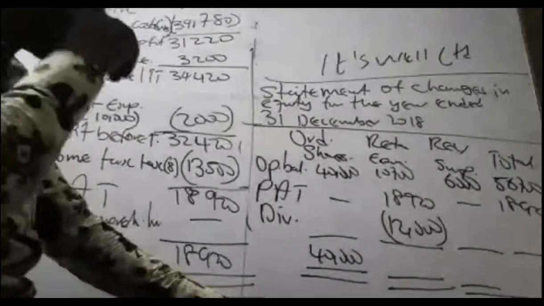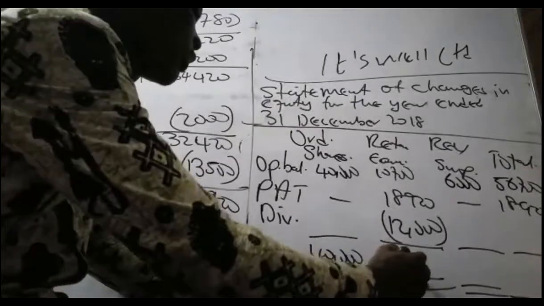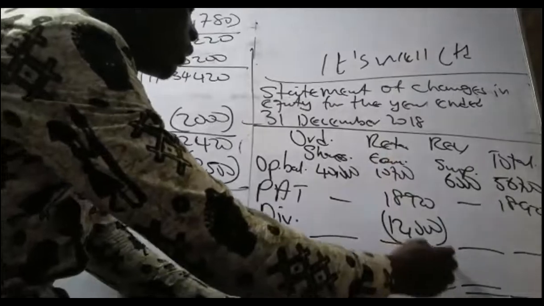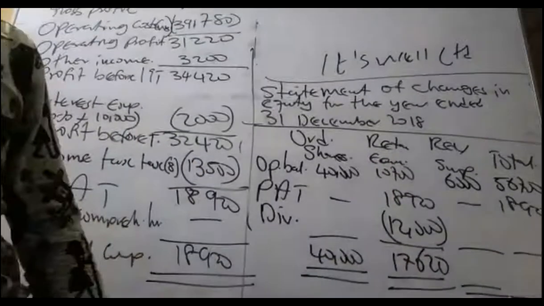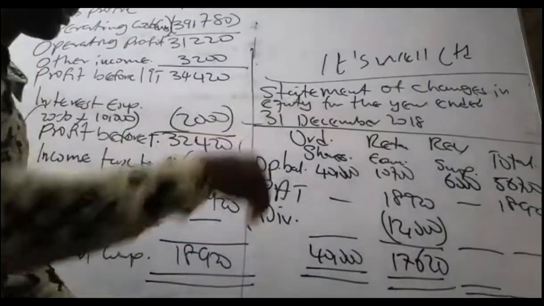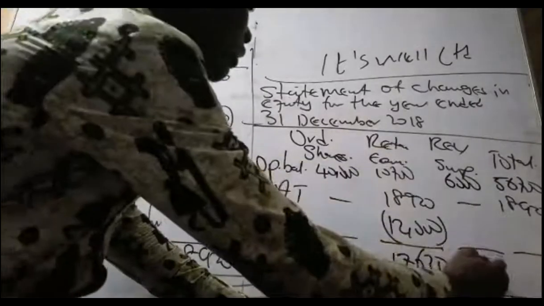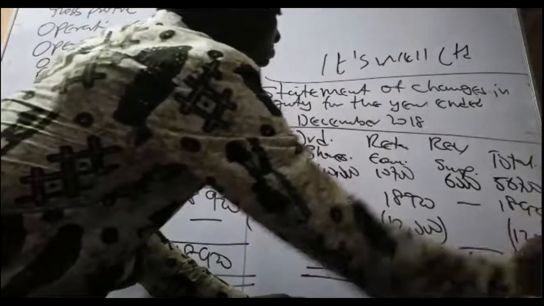So that will be 6,920. That's 17,620. Agree. Putting all this together, here also gives us 6,000. So can we get a total here? Here to be 12,000 negative.